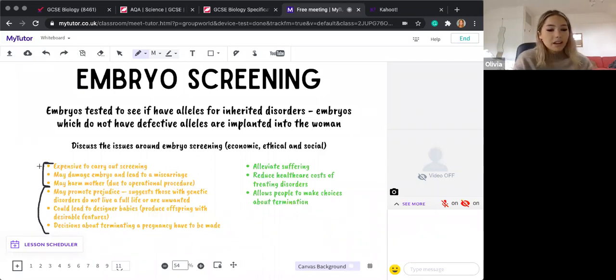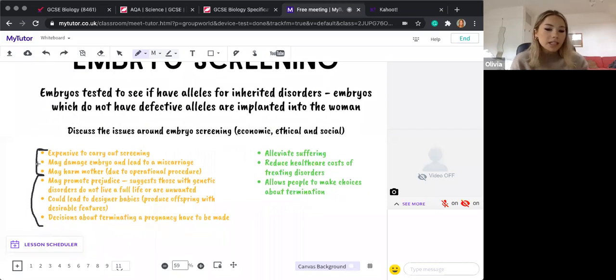So for embryo screening, another problem is that it might promote prejudice. So is it suggesting that those with genetic disorders actually are unwanted? Could it lead to designer babies? So if we're able to screen for inherited disorders, could we screen for particular traits? That's a bit of an iffy point though, but it does sometimes come up.